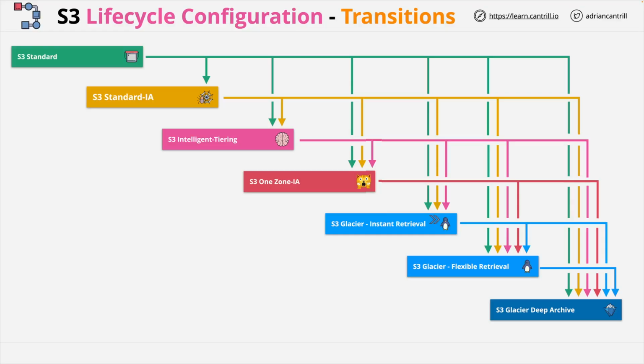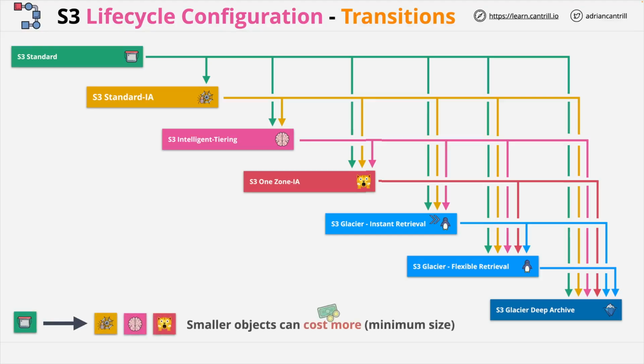And then finally, there are some restrictions or considerations that you need to be aware of. Firstly, be careful when transitioning smaller objects from standard through to infrequent access, intelligent tiering, or one zone infrequent access. And this is because of the minimums on those classes. For larger collections of smaller objects, you can end up with equal or more costs because of the minimums of these different storage classes.